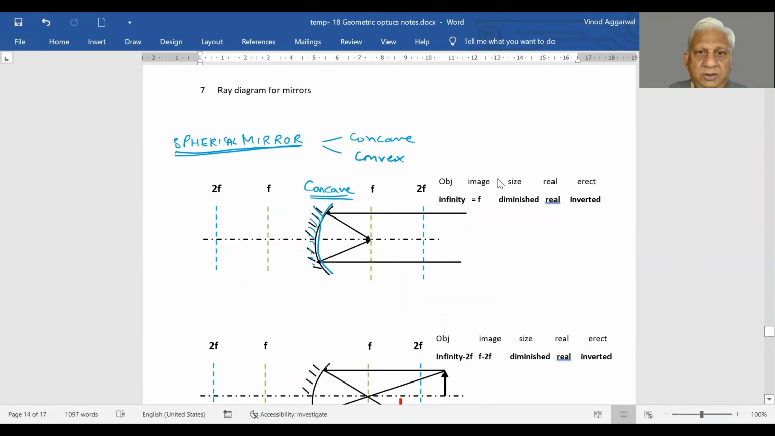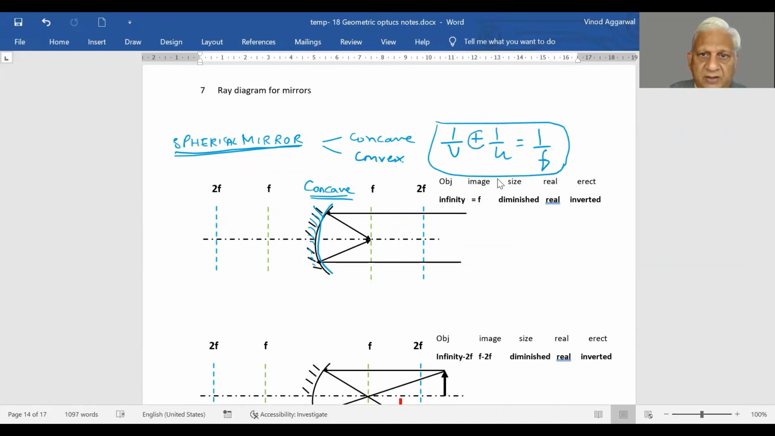Now again, the convention here, the mirror formula is... Did you notice something here? In the case of a lens, this sign was negative, but in the case of a mirror, in the formula, this sign is positive.